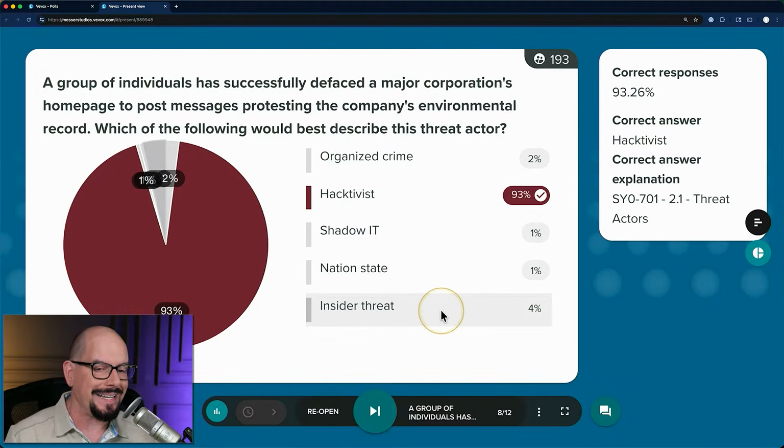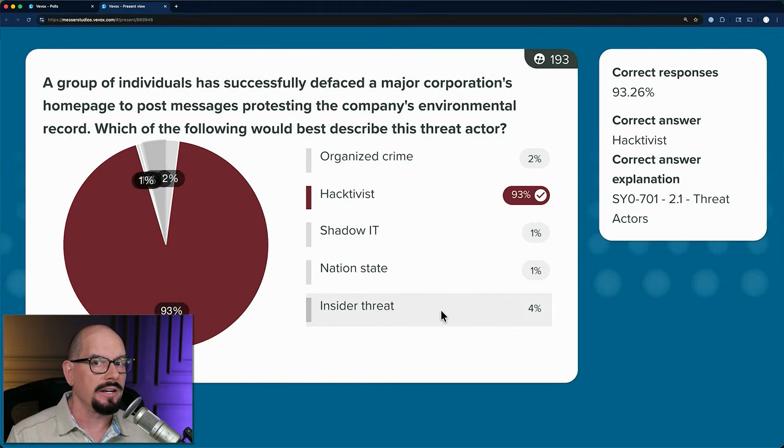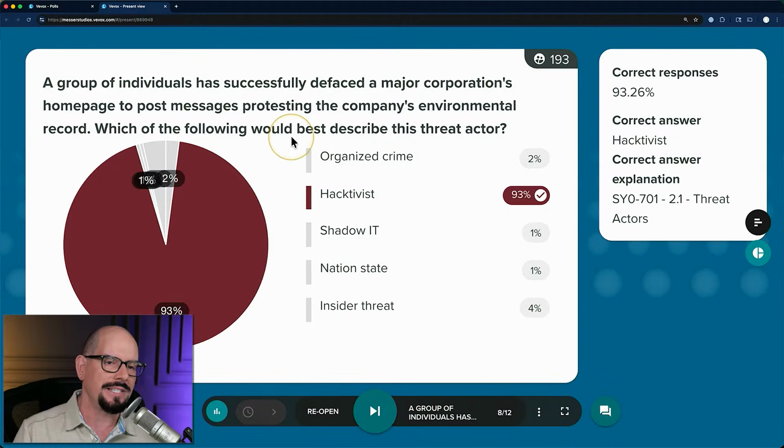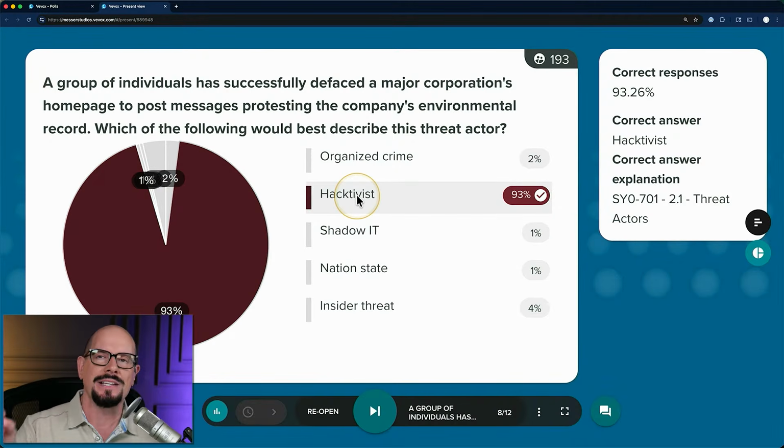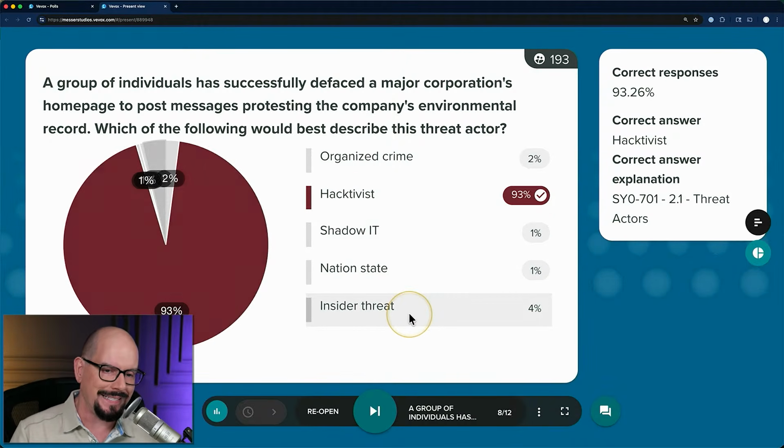We have 4% that said insider threat. This could have been an insider. It certainly could have. Someone could have access to the web server. They can circumvent or gain access with existing authentication credentials. Certainly could have happened. But because it is already being critical of the company that owns the server, probably is not someone internal that has done this. Certainly there are people working internal that may not have the best interest of the company in mind. But the question here is asking which of the following best describes this threat actor, and hacktivist is a much better description than an insider threat.